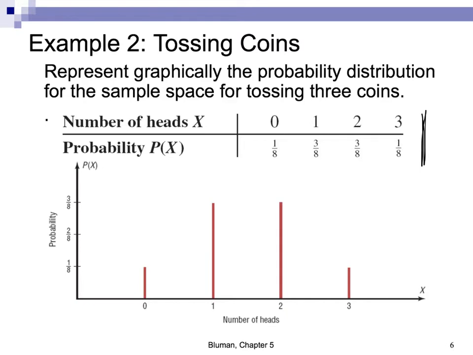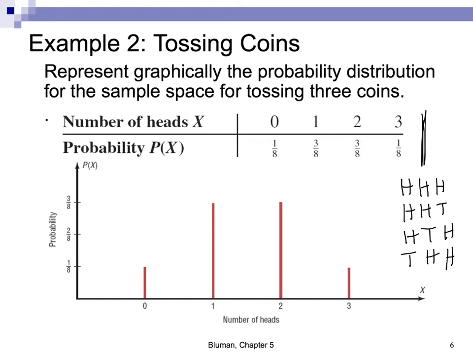Now where in the world did they get these probabilities from? Well, they looked at the sample space. If you remember from the last section, if you toss 3 coins, you could get head, head, head. You could get head, head, tail. You could get head, tail, head. You could get tail, head, head. And then I could do all these with T's instead of H's. Okay, switch the T's and the H's around.